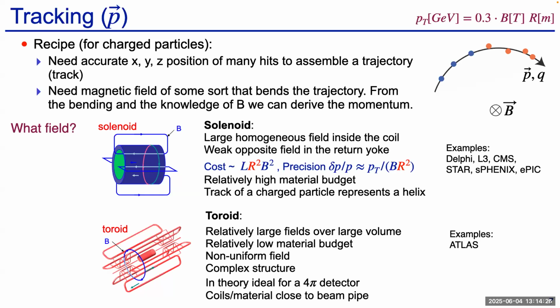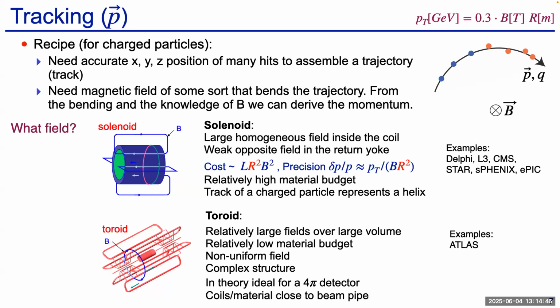If I increase the radius, let's say by a factor of 2, then I have a 4 times better resolution, but also 4 times the cost as before. So if you want to build a magnet, if you ever want to design an experiment, make it magnet large, big radii.